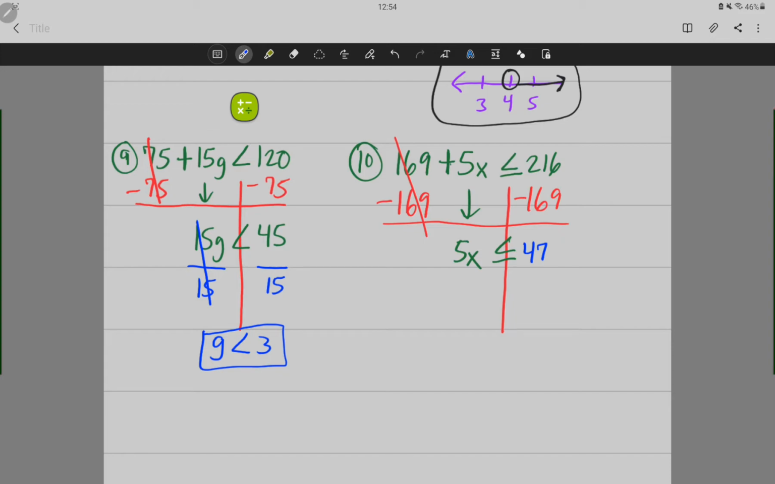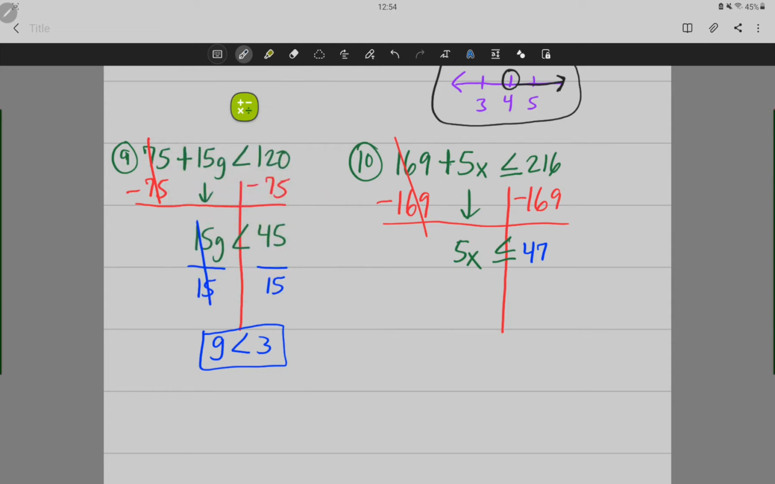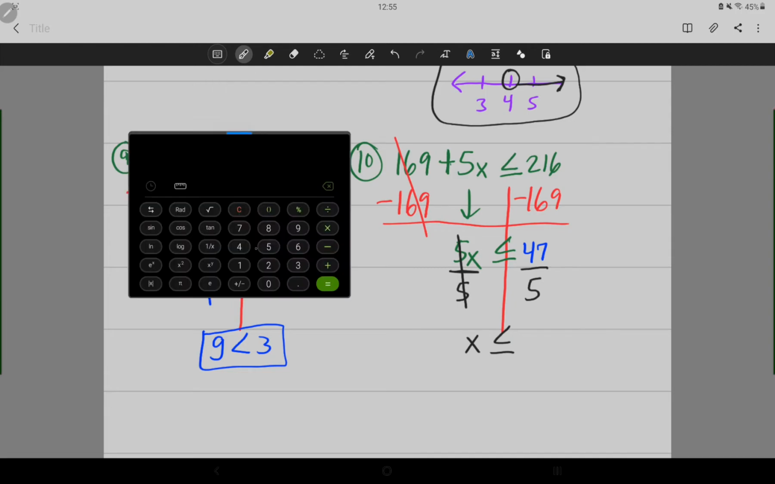Now what operation do you see? You should see multiplication. It says 5x, which means 5 times x. So we have to undo multiplication with the inverse operation of division. So divide by the coefficient, the number in front of our x, which is 5. 5 divided by itself is 1. Cancel that. Bring down x and our less than or equal to symbol. 47 divided by 5, let's use our calculator, and we get 9.4.